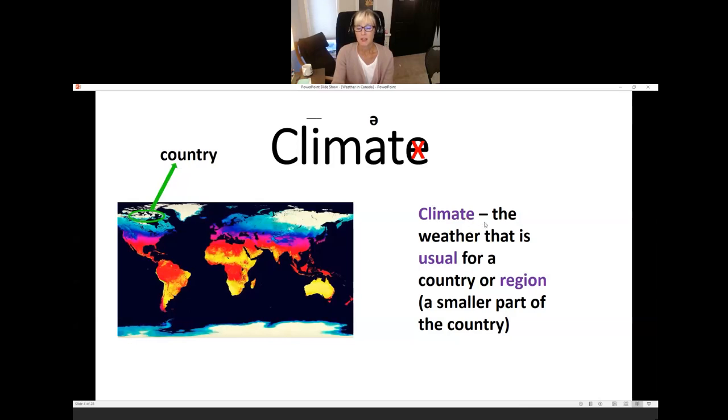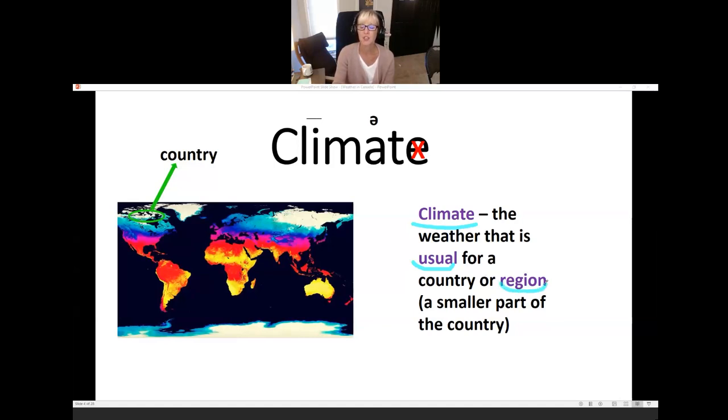Climate is the weather that is usual for a country or region. Usual. So let's look at our new words. Climate is a new word. It's the weather that is usual for a region. Okay? Climate. Another new word, usual. Going to talk about that on the next slide.